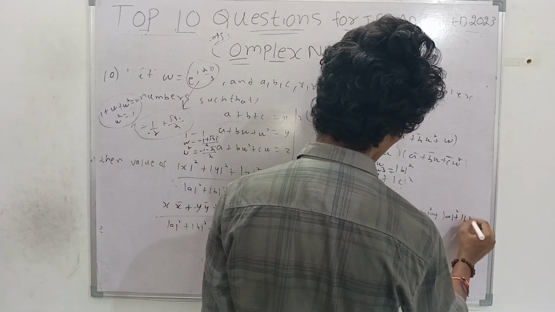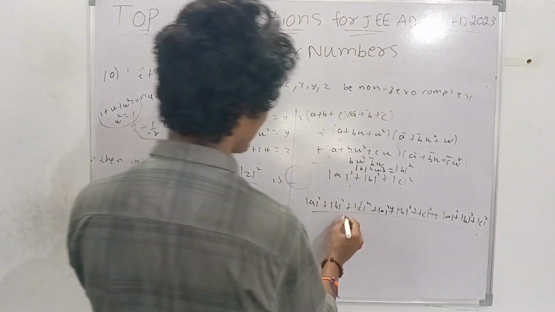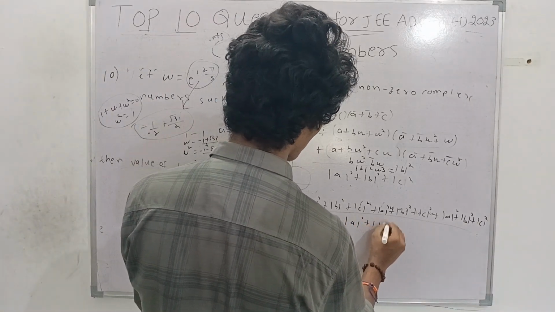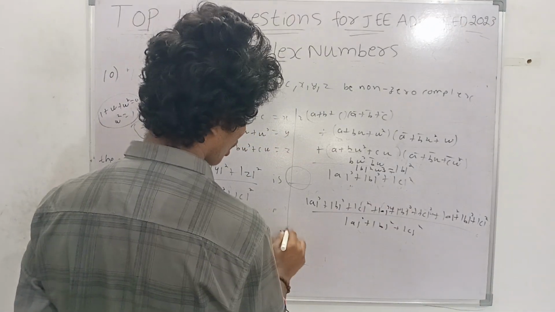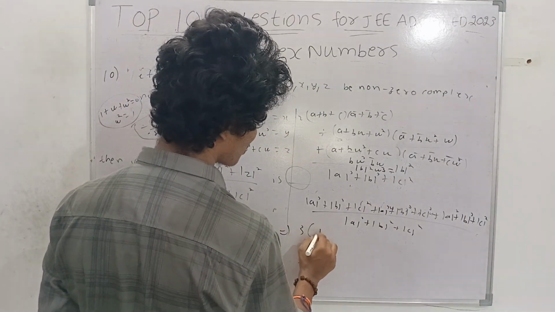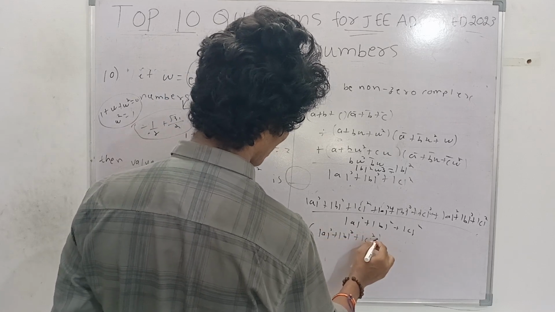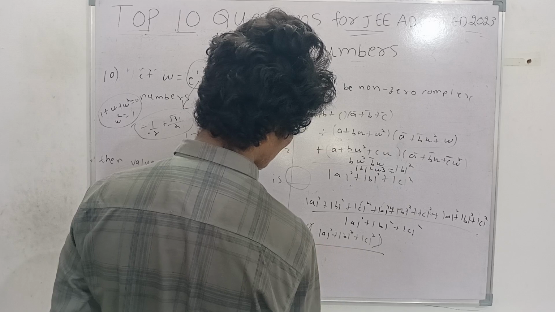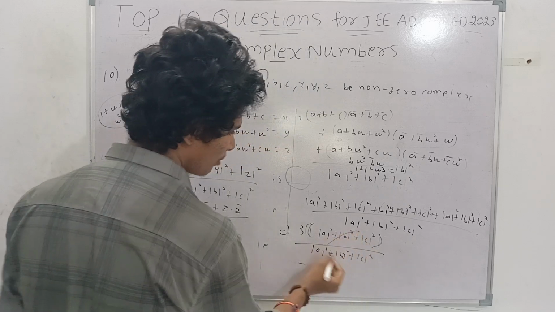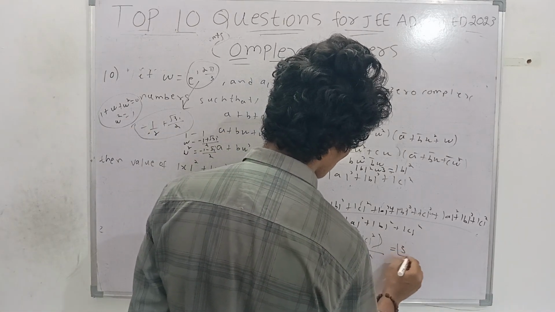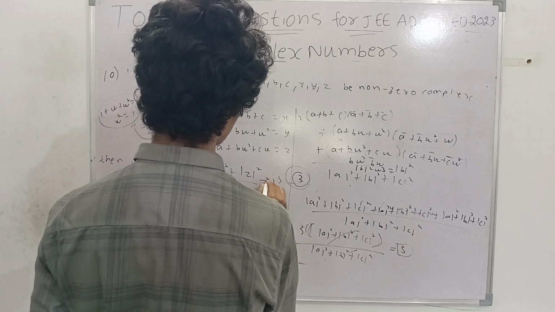Plus mod a square plus mod b square plus mod c square, divided by the denominator, which is mod a square plus mod b square plus mod c square. So in the numerator, what do we have? 3 times mod a square plus mod b square plus mod c square. And down it is mod a square plus mod b square plus mod c square. Numerator and denominator cancel, and the answer is 3 for this expression.